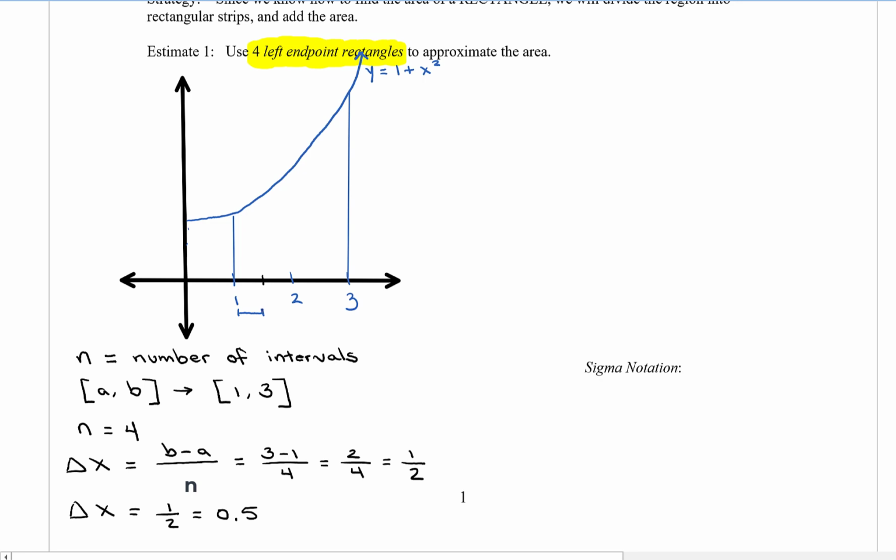I have shown you right here by drawing a little line segment representing delta x right below my graph in between 1 and 1.5. I have labeled this as delta x is equal to 0.5. I'm also going to label the little tick marks separating these by 1.5 and 2.5 so that you can see exactly where the widths of each one of my rectangles are going to be.